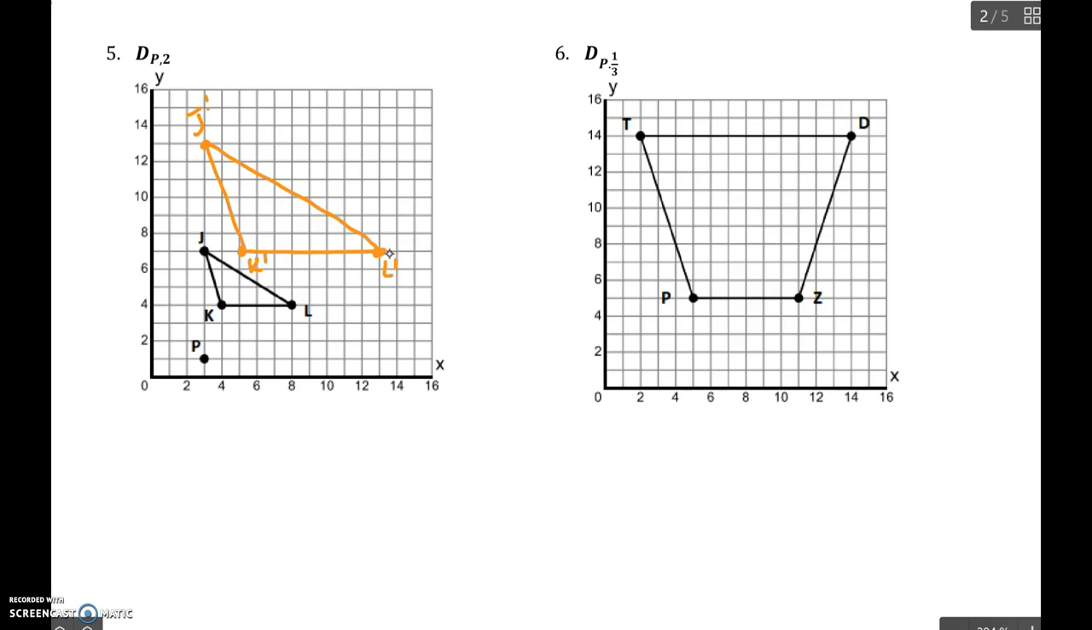If we look at number 6, we're dilating from P, which is on the picture. Since P is a point on the picture, it's going to remain fixed. It's not going to move. Everything is going to move towards it or further away from it. And in this case, because our scale factor is 1/3, it's going to go towards it. So what I'm actually doing is I'm going to do the count from P to T. This is not something you have to write, but it does help most of us.